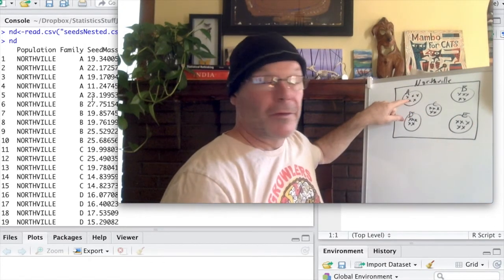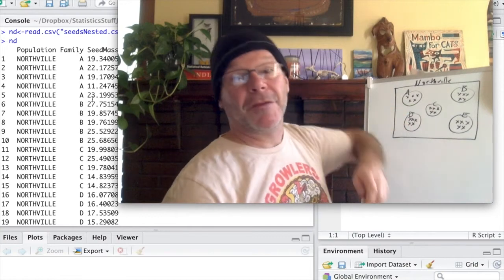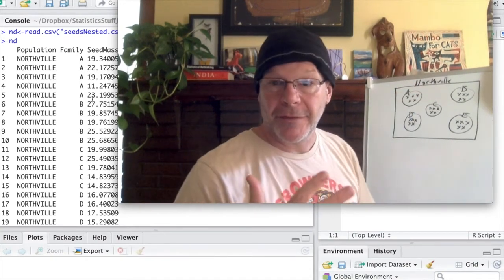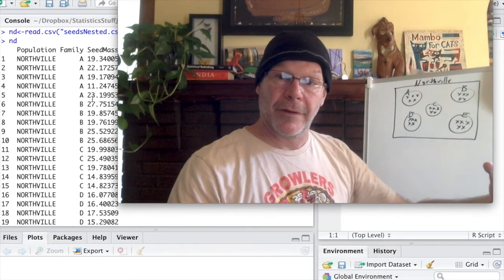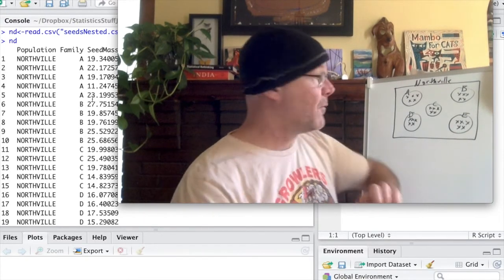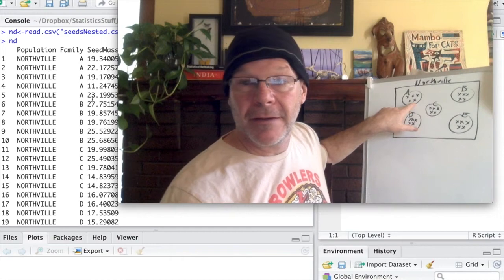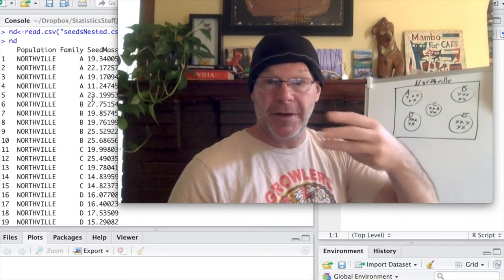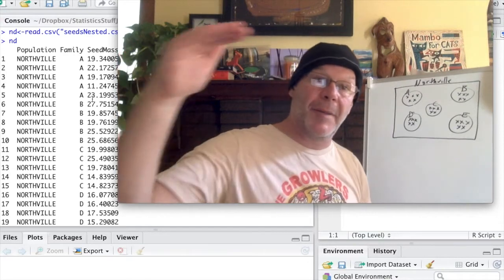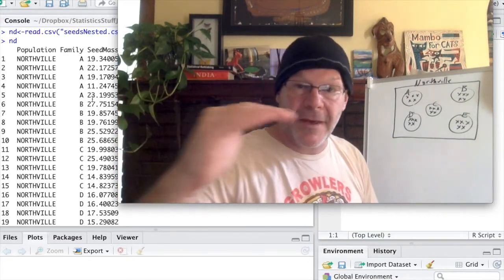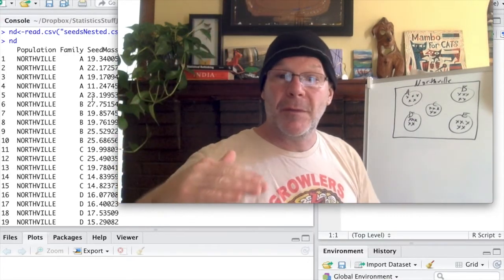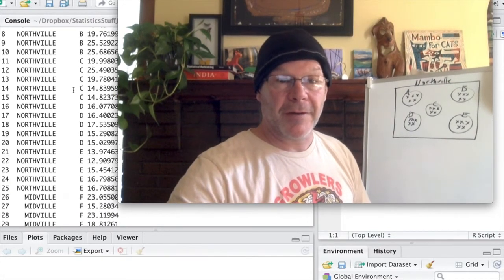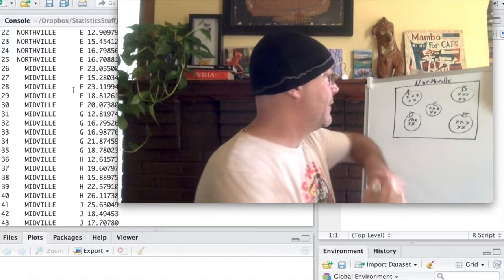Okay, and so this is what our experimental design is. And this is why it's called a nested analysis. So the 5 families are nested within Northville, and then the 5 replicates within each family are nested within family. So here we have 3 different hierarchical levels. We have the level of population, we have the level of family within population, and then we have the individuals within family.